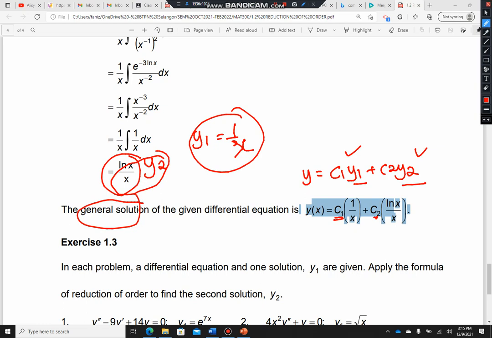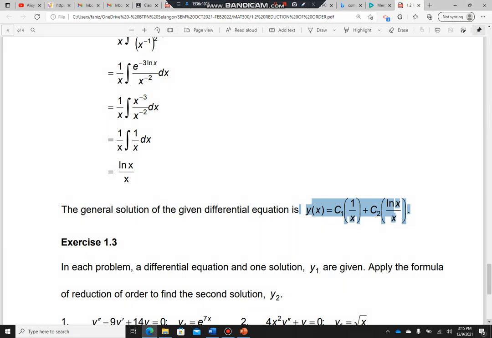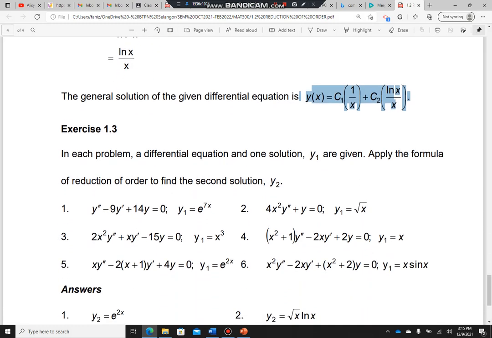Okay, so for exercise 1.3, so boleh cuba jawab yang ni. Dia dah bagi dah, in each problem a differential equation and one solution y1 are given. Apply the formula of reduction of order to find the second solution. So dia dah bagi equation, dia dah bagi y1.